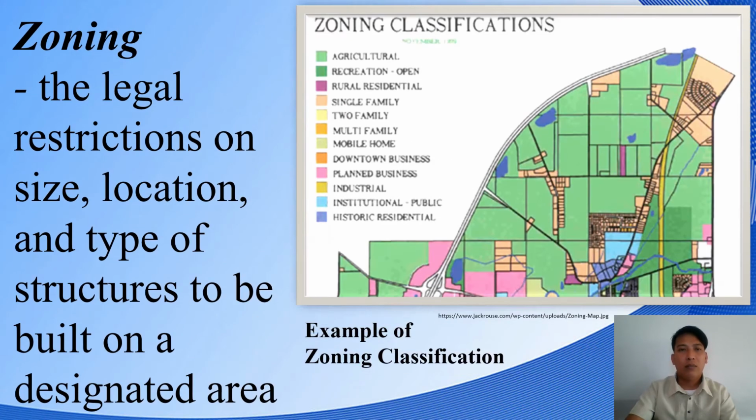Next is zoning. The legal restrictions on size, location, and type of structure to be built on a designated area. Here is the example of zoning classification. Zoning is a method of urban planning in which a municipality or other tier of government divides land into areas called zones, each of which has a set of regulations for new development that differs from other zones.